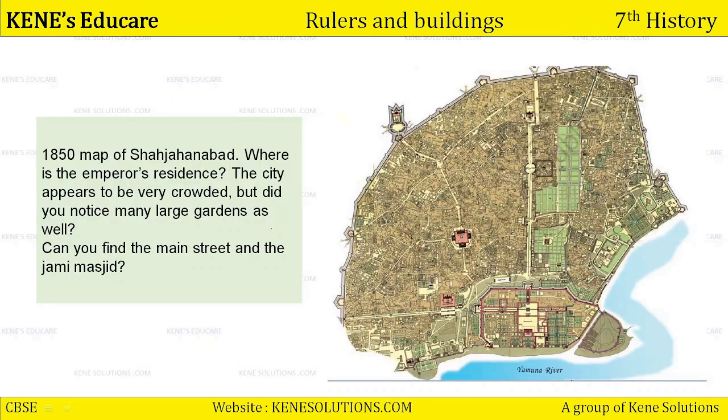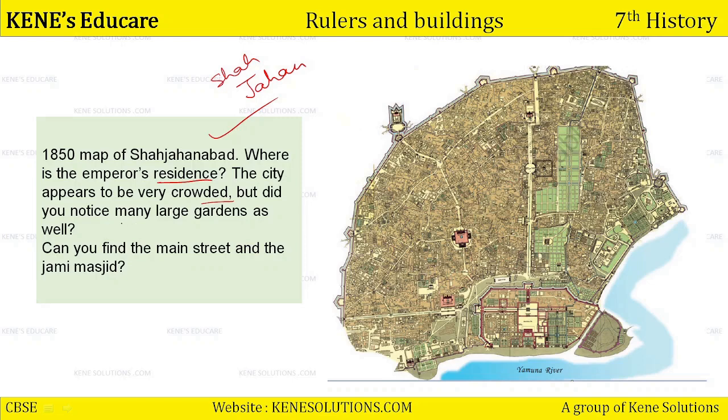This is the 1850 map of Shahjahanabad city established by Shah Jahan himself, and he wanted to shift the capital, right? Now, can you tell me where is the emperor's residence in this map? Can you tell me? Second question. The city appears to be very crowded, don't you think? Houses are there in the entire place.